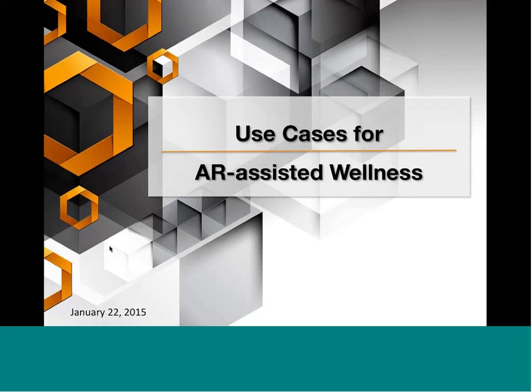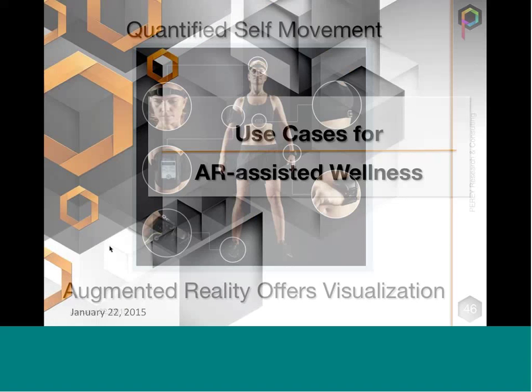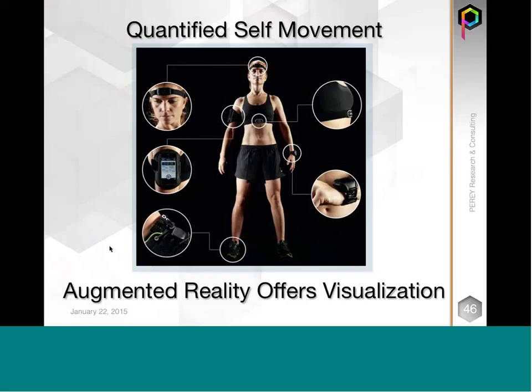So in order to stay well, what can we do? Well, there's an awful lot of money and attention being spent today on the quantified self movement, and this is part of a much, much larger Internet of Things, Internet of Everything movement, and augmented reality is an adjunct. It is a companion to that in that it helps us to visualize the data that we're capturing about ourselves and our performance.